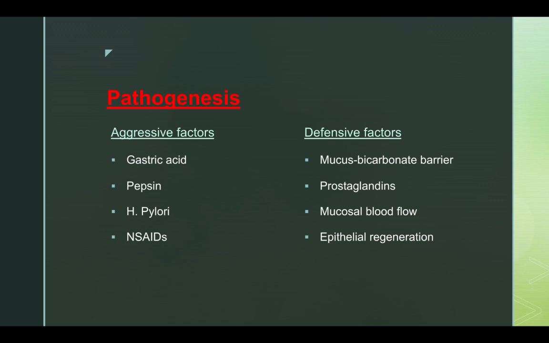Pathogenesis: there is an imbalance between the aggressive factors and the defensive factors which causes the peptic ulcer. The aggressive factors are gastric acid, pepsin, Helicobacter pylori, and the use of non-steroidal anti-inflammatory drugs. Defensive factors are mucus bicarbonate barrier, prostaglandins, mucosal blood flow, epithelial regeneration. Here the aggressive factors increase, whereas the defensive factors are reduced.